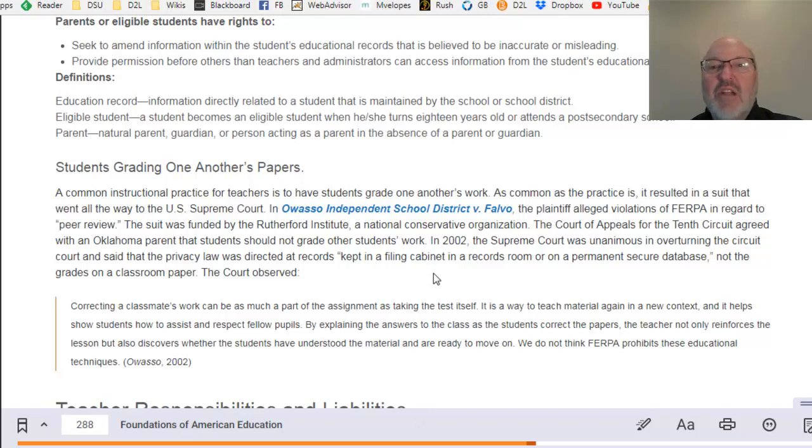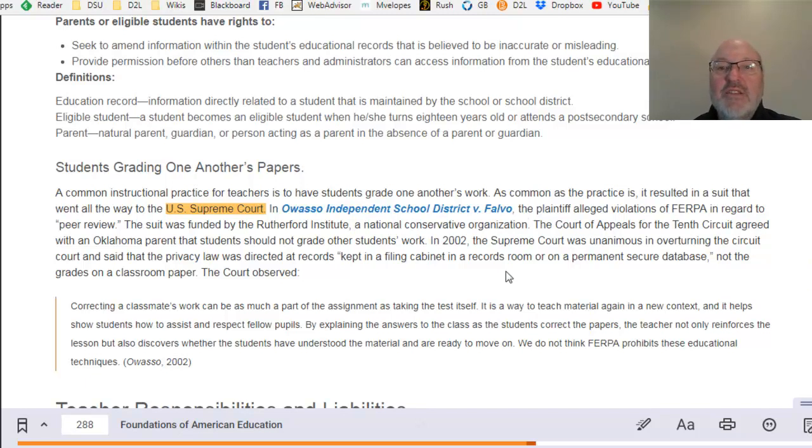It's a common practice that resulted in a suit that went all the way to the Supreme Court. If something went to the Supreme Court, somebody spent a lot of money to get it that far. So this was the one. The plaintiff alleged violations of FERPA in regard to peer review. The suit was funded by the Rutherford Institute, so the family didn't have to pay. And here's a take by these biased authors.